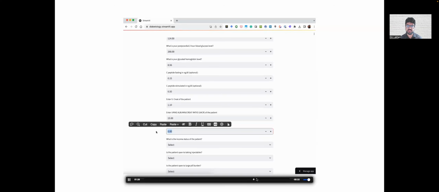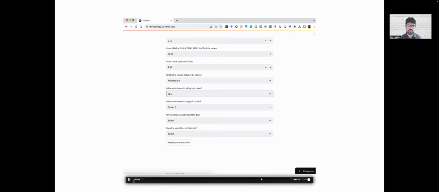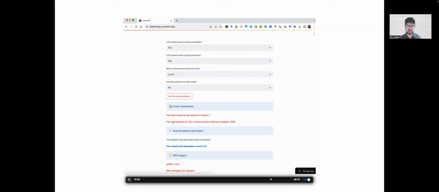And then when you enter all the data, after that you click on get recommendation in the bottom. So you click here, and this is where you get the output. First thing it will tell you is the cluster classification. Now you're going to hear from Dr. Yajnik about subclassifying diabetes.